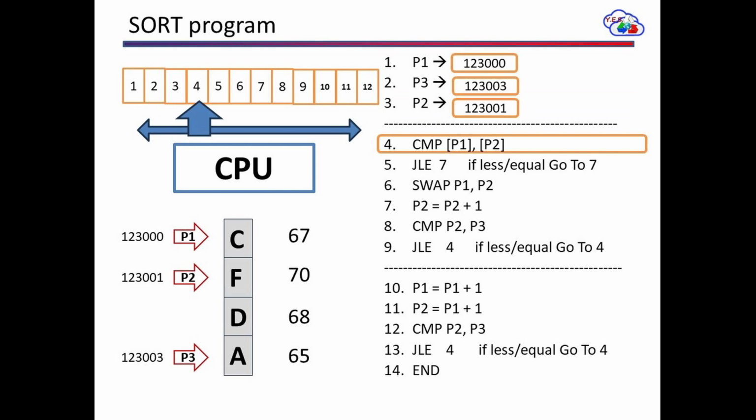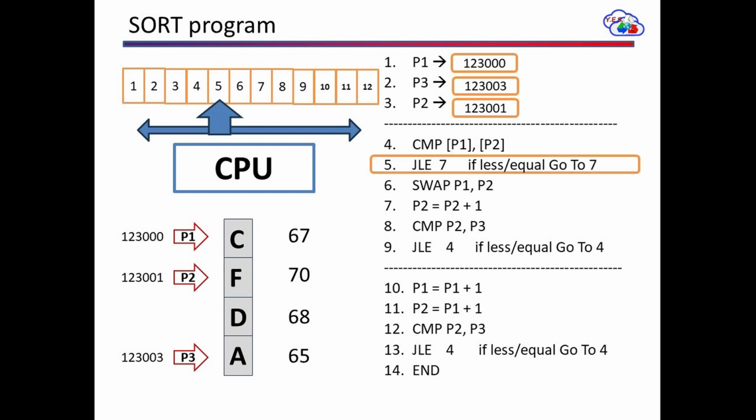The CMP statement compares the contents of the byte pointed to by P1 with the contents of the byte pointed to by P2. The computer only knows bits, and thanks to the ASCII standard it can determine that C is less than F, because 67 is less than 70. Then the next statement, JLE, jumps if less or equal. In this case it is so, it jumps to instruction number 7.